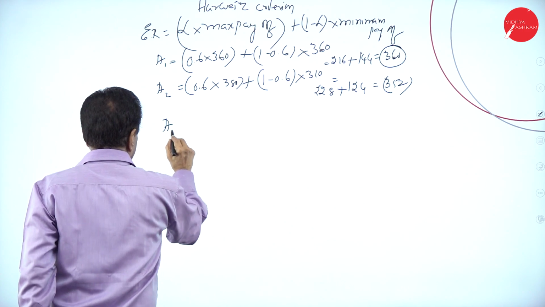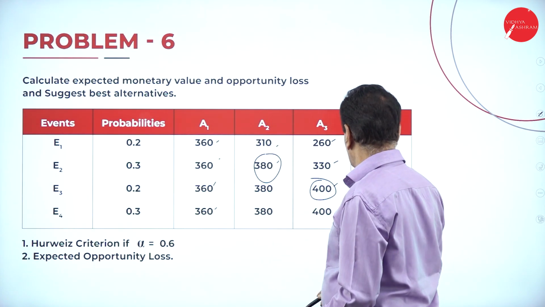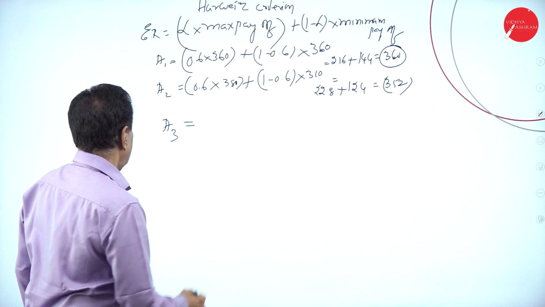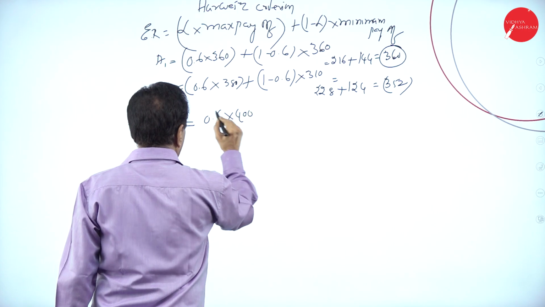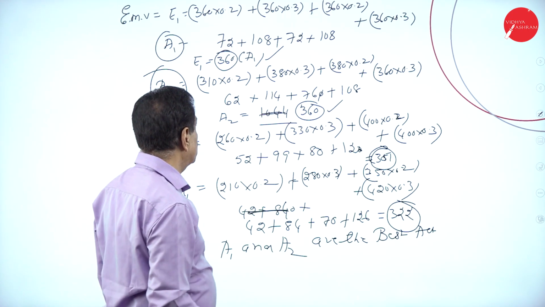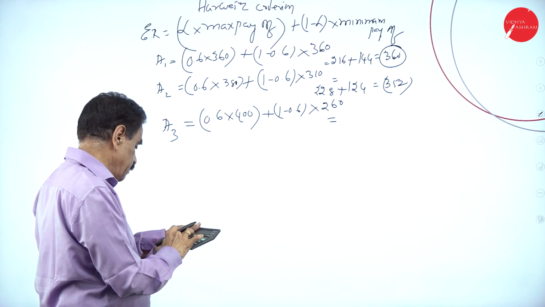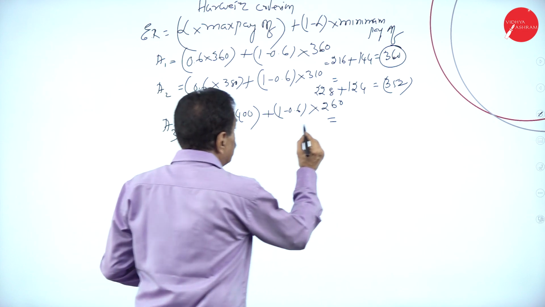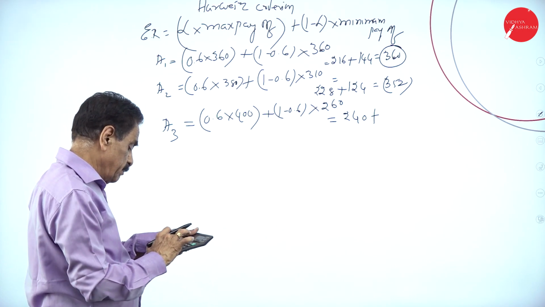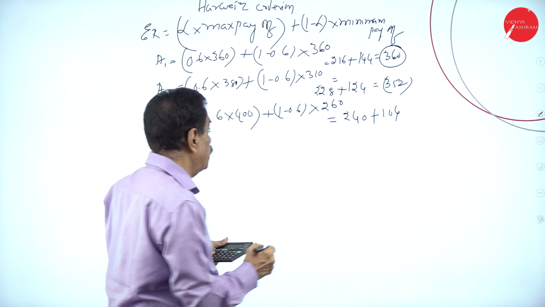Then A3. Which is the highest one, 400, which is the lowest one, 260. Minimum is 260, maximum is 400. 0.6 into 400, maximum payoff, plus 1 minus 0.6 into minimum payoff 260. Simplify. 0.6 into 400, 240, plus 0.4 into 260, 104, 104 plus 240, 344.